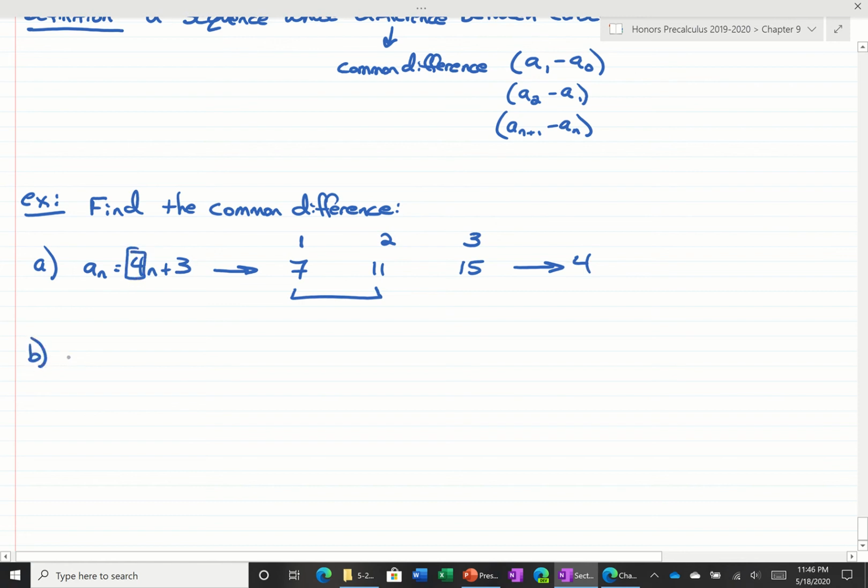What about if we had a sub n is equal to 7 minus 5n? Well, the first term would be 7 minus 5. Second term would be 7 minus 10. Then 7 minus 15, which is negative 8. So the common difference, negative 3 minus 2, is negative 5.